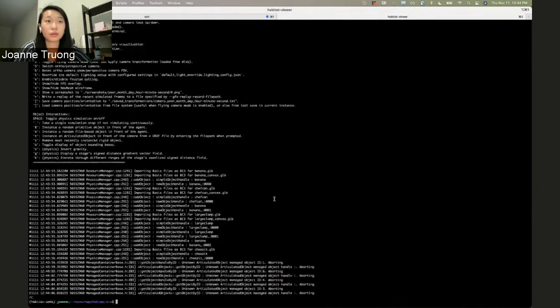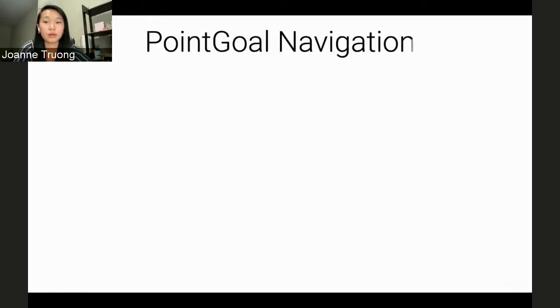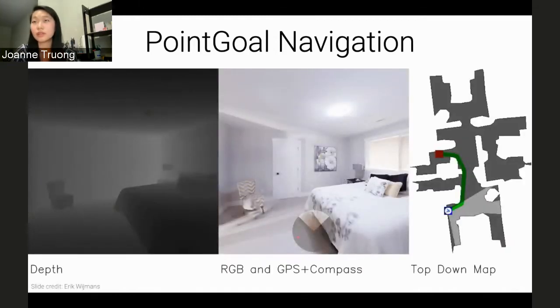Sounds good. Go back to the presentation now. Yep, thanks, Joanne. Now that we've introduced the simulator, I'd like to introduce a common task that people train agents for. So first, let's introduce point goal navigation.